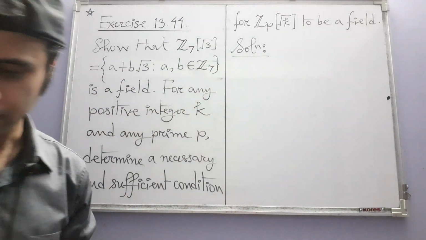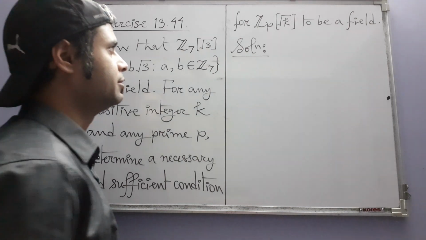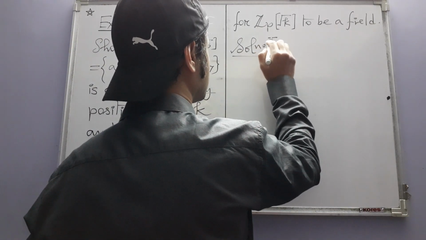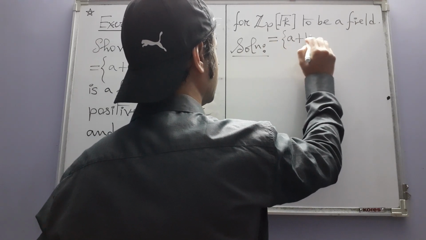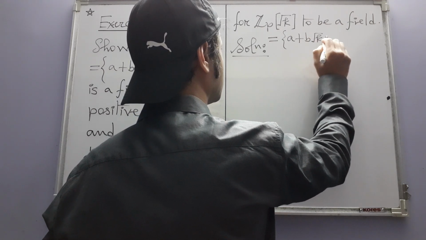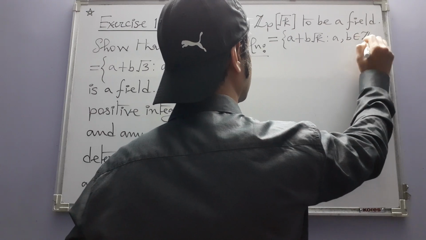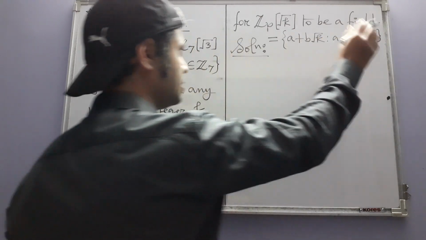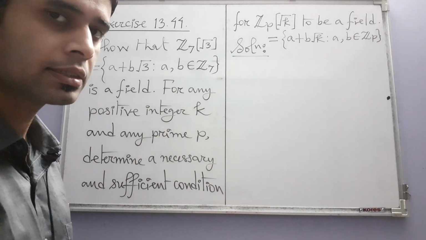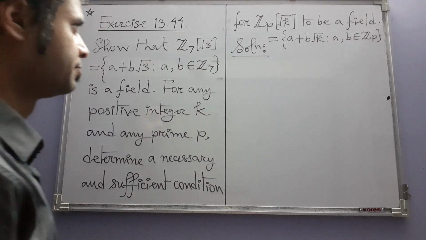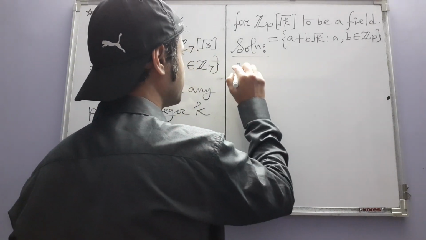Let me just see one thing. Oh, I forgot to write this, although it's understood, but still here the elements look like this. Okay, we want this to be a field. We have to find a necessary and sufficient condition for that. Okay, so let us start.